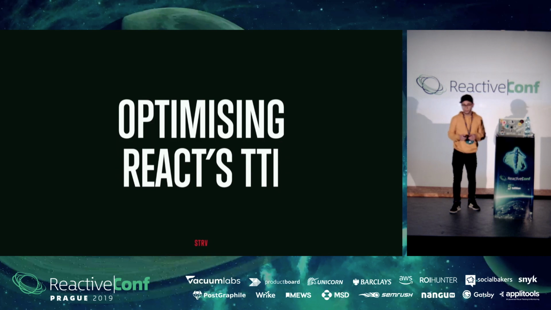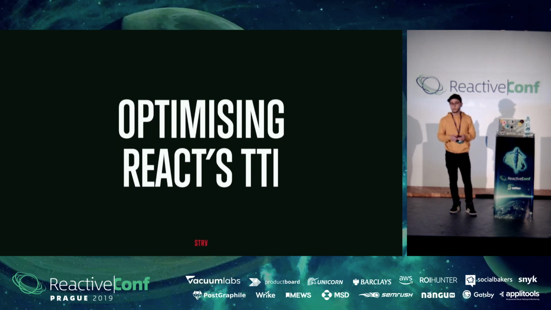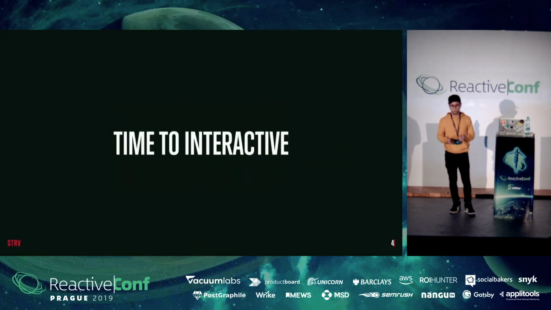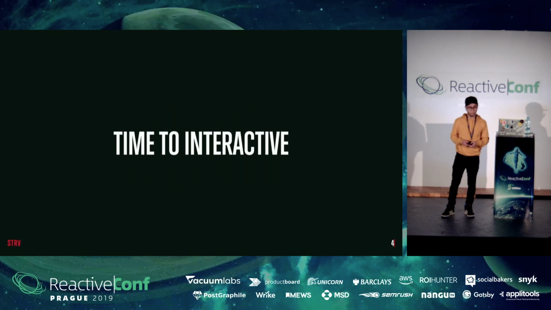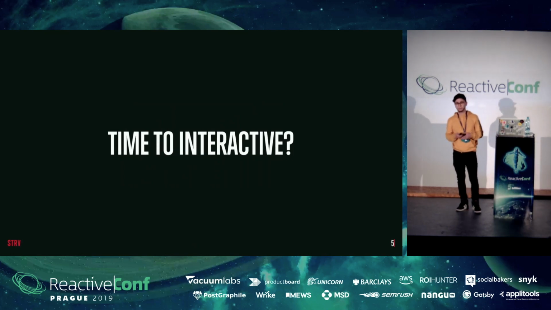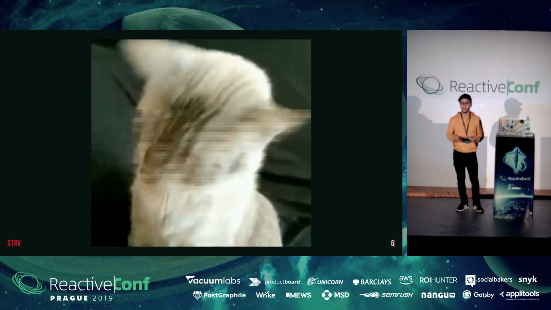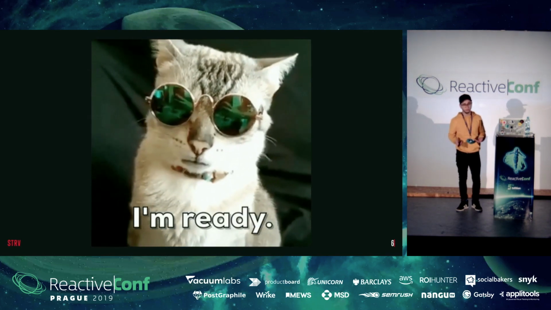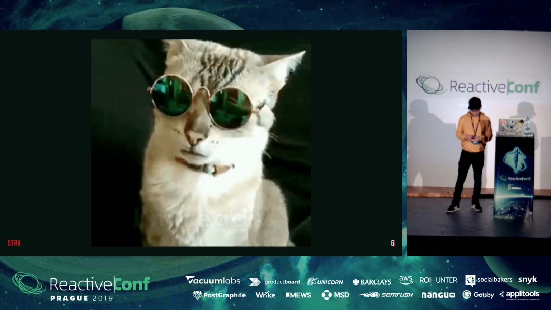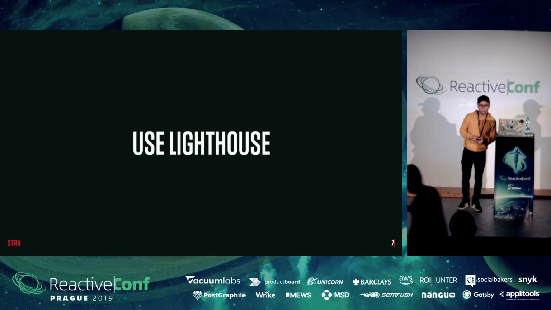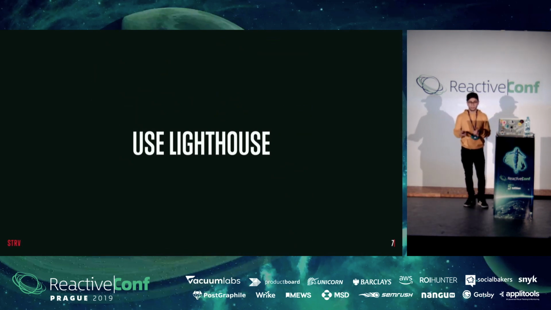Today I want to give you a few tips about optimizing React's TTI. For those who don't know, TTI stands for time to interactive, which is just a fancy way to say when your application is actually ready to be used by your users. So technically, when all the JavaScript has been processed, the JavaScript thread is ready, and the browser is listening for user inputs. We can get this metric if we use a tool like Lighthouse.